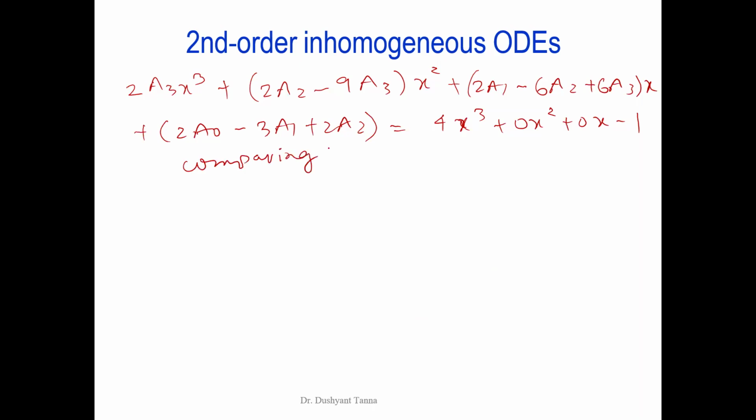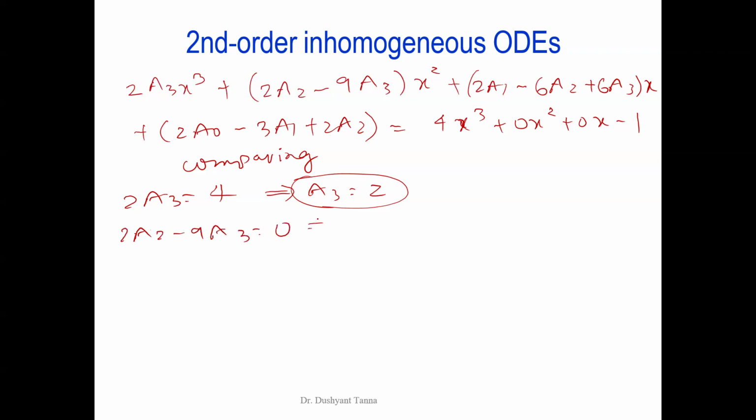On comparing, what did you get? 2A3 is 4, so A3 is 2. Great, right? Next equation: 2A2 minus 9A3 is 0. Therefore, A2 is equal to 9 over 2 times A3. 9 over 2 times 2 is 9. So you get A2 is equal to 9.